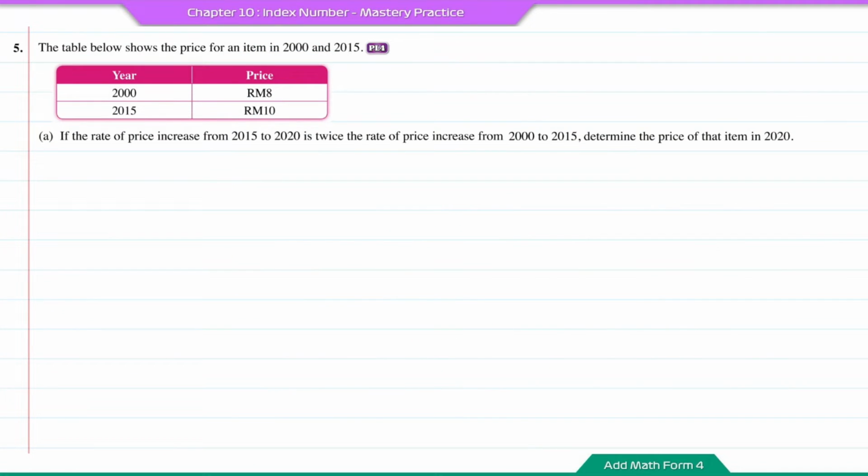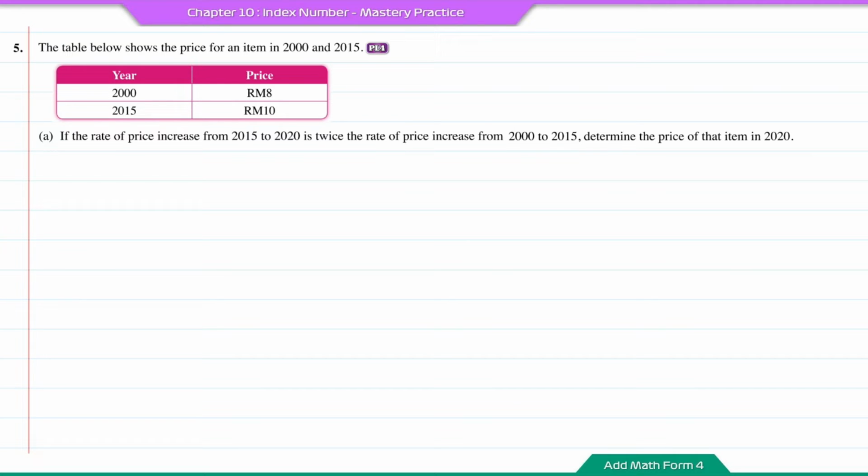Question number 5. The table below shows the price for an item in 2000 and 2015. Question A. If the rate of price increase from 2015 to 2020 is twice the rate of price increase from 2000 to 2015, determine the price of that item in 2020. So in the table here, we have the price in the year 2000 and 2015.